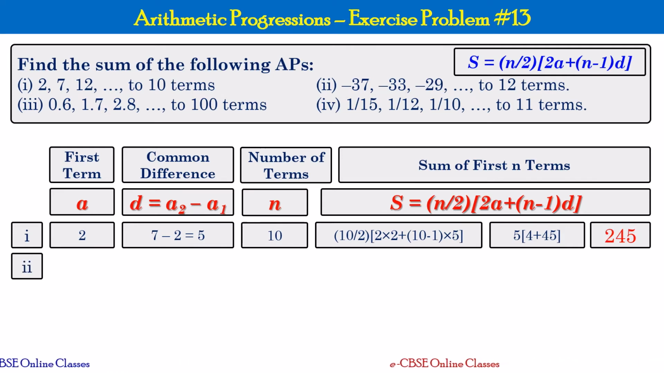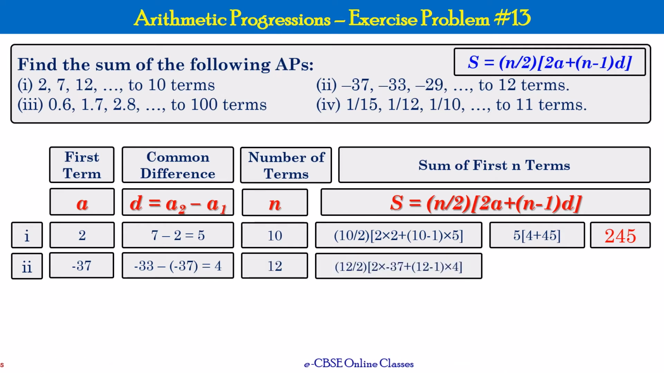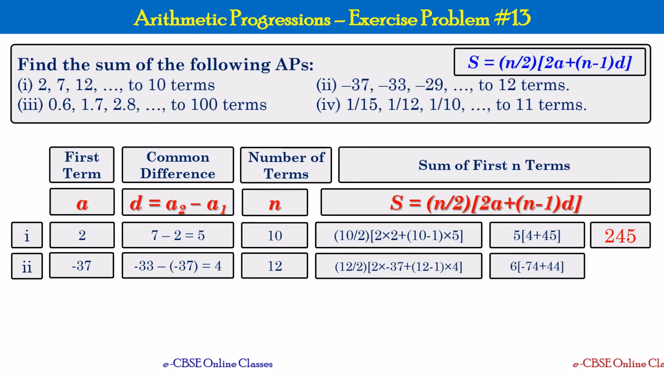The second problem, first term is minus 37. The common difference is minus 33 minus of minus 37. That becomes minus 33 plus 37, which is equal to 4. And we are asked for 12 terms, so n is equal to 12. Substitute all the values here and simplify. It comes as 6 times of minus 74 plus 44. Minus 74 plus 44 is minus 30. So 6 times of minus 30 is minus 180.